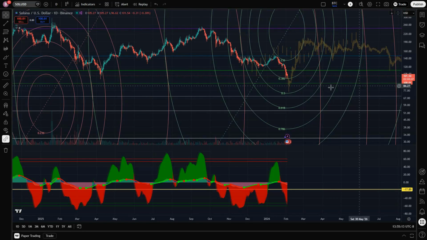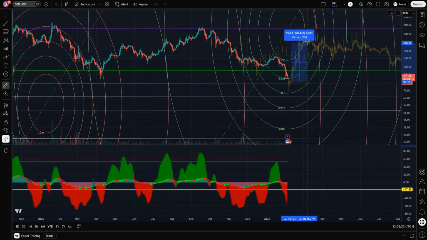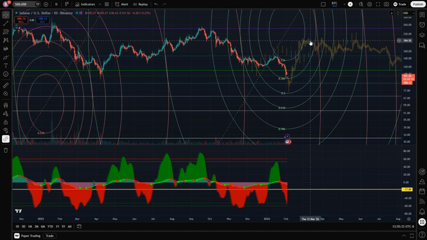We have, basically till Monday, February 8th to enter our long trades and then ride this up for a nice 100% profit in 30 days. That is what I'm looking for. And then on a 10x leverage, like I said, that'll be a 10x right there. Back to $200 Solana. Take our profits and then wait for the next entry.